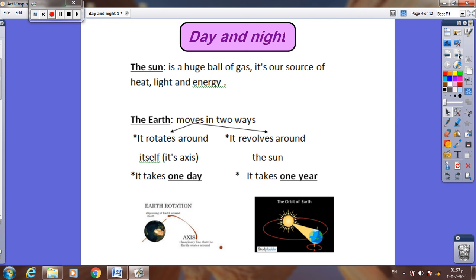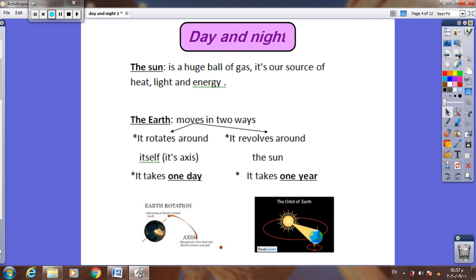Primary 2. The Sun is a huge ball of gas and it's a source of heat, light and energy. The Sun gives us heat, light and energy. So the Sun is our source of heat, light and energy, and the Sun is a huge ball of gas.